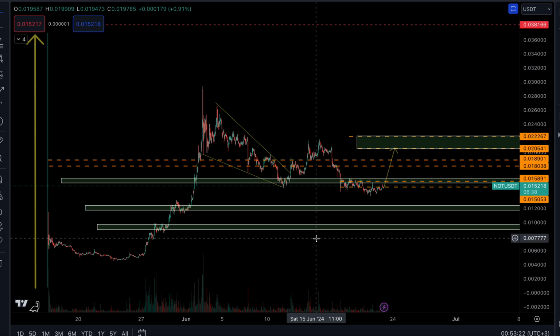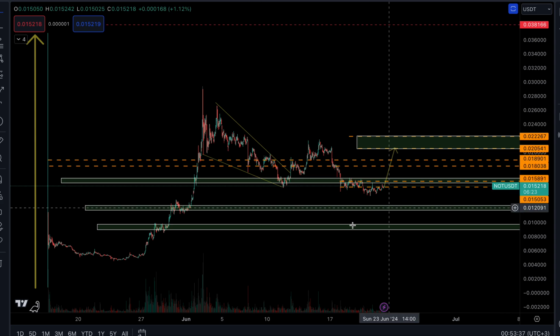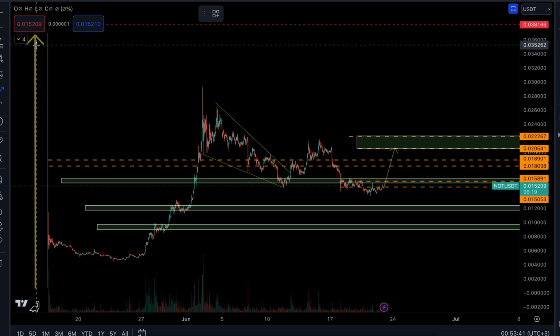We're going to do a quick analysis of NOTCOIN, the famous coin that everybody's talking about. A friend of mine just asked me to do a quick analysis. We shall deep dive into this in the upcoming days. So this is the 1 hour chart. We have the following. So we have a move up.